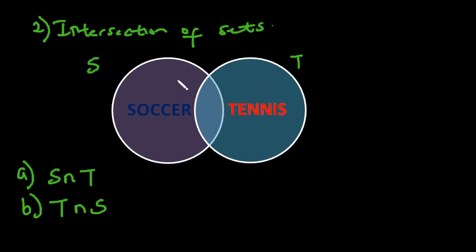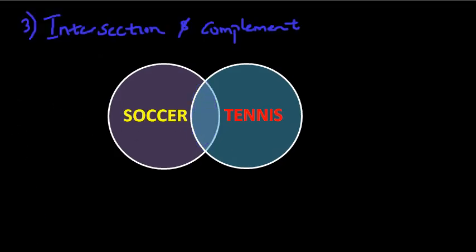This is where we have intersection, because intersection means what is common to the two sets. Now, this region of overlapping, this area, contains elements common to S and T, which means people who play soccer and tennis. So we can label this region S intersection T or T intersection S.